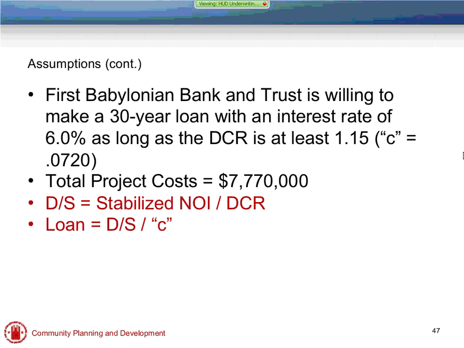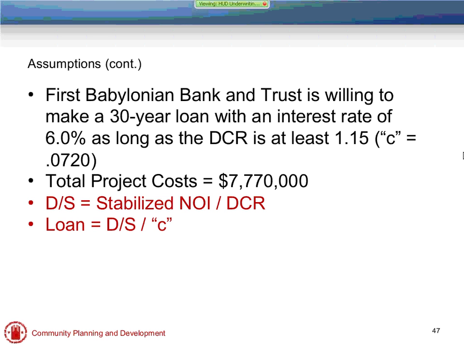So again, this is another exercise similar to what we've done. We've got our debt service equals the stabilized NOI over our debt coverage ratio. Our stabilized NOI we have calculated and determined as $193,170. We're going to divide that by the bank's required debt coverage ratio of 1.15, which means that our debt service for this loan is $167,974. That's our annual amount of debt service.